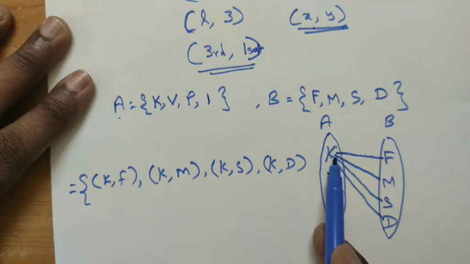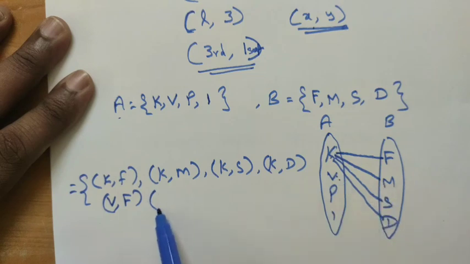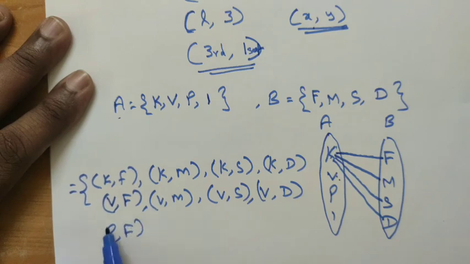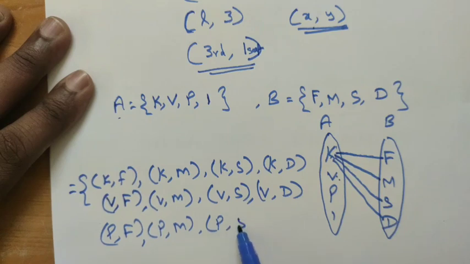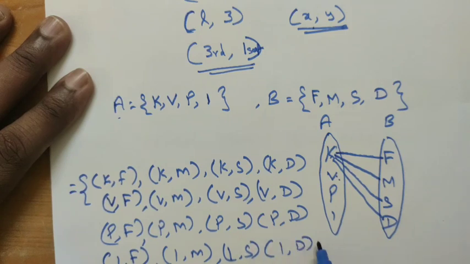If you select one thing, that should be served to each and every one, right? Next, we take vada. Vada served to the father, right? Vada to the mother, and then vada to the son, vada to the daughter, in this format. And then next pongal to the father, and then pongal to mother, and then pongal to sister, and then pongal to daughter. Last one is idli to father, and then idli to mother, and then idli to son, idli to daughter. This is the Cartesian product.